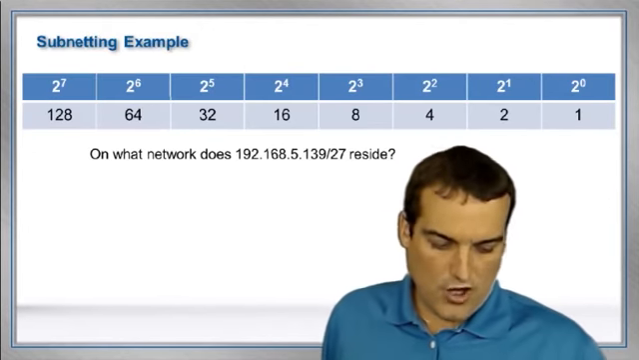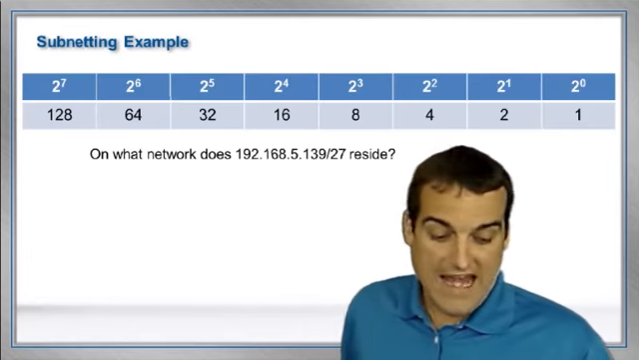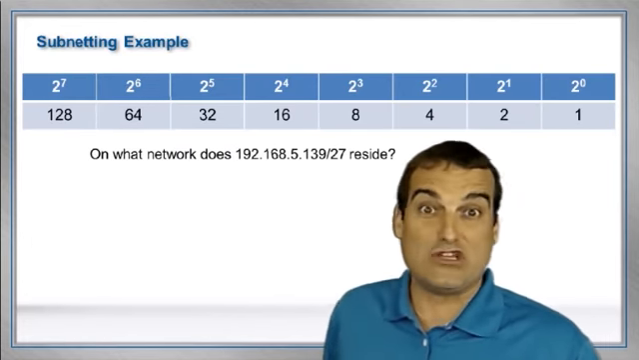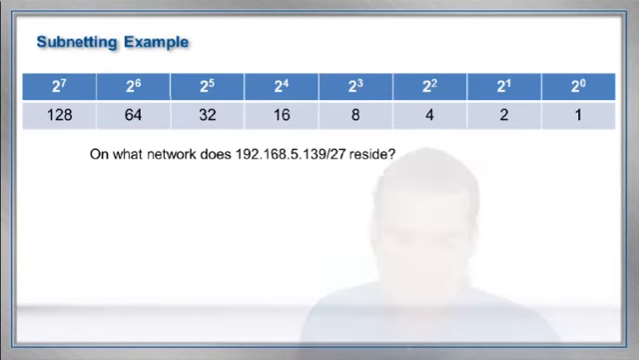First of all, we're going to break this down into binary, and then we are going to give you a shortcut so you don't have to go through all this work. But before we get into the shortcut, I want you to see how this would work in binary. If we take that fourth octet of 139, we're going to focus on that.